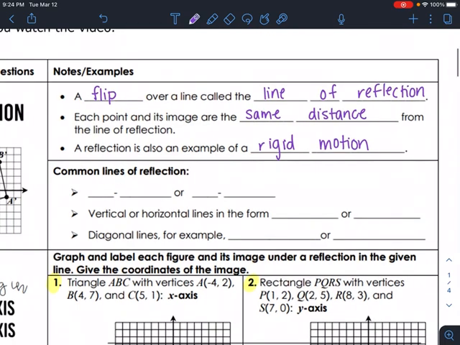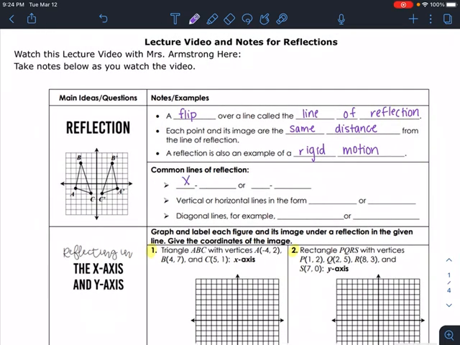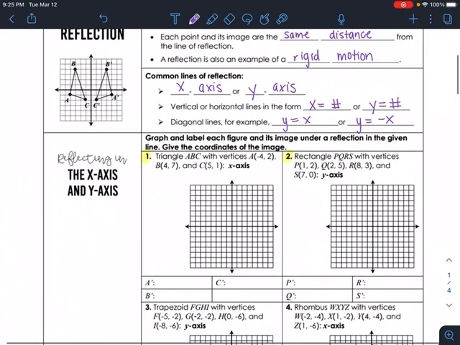Common lines of reflection: a lot of times in math we'll see the x-axis or the y-axis, vertical or horizontal lines in the form of x equals some number or y equals some number, and diagonal lines on occasion as well, with y equals x or y equals negative x. Again, these are all different types of reflection. I'm going to do a few problems for you, but the problems I don't highlight are the ones that I want you to do.